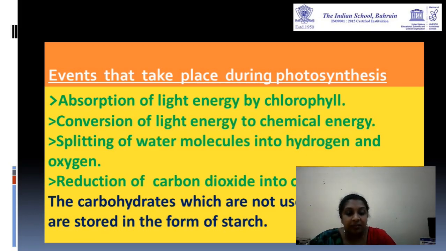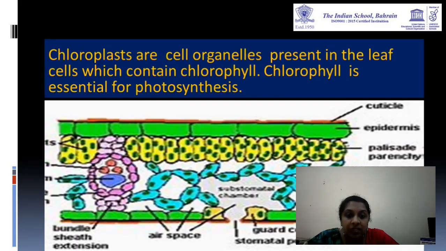The next term is chloroplast. What are chloroplasts? Chloroplasts are cell organelles present in the cells of the leaf that contain chlorophyll. They are called the green plastids. Chlorophyll is essential for photosynthesis. In this slide, you can see the cross section of a leaf. The green dots represent the chloroplasts. The opening, called the stomatal pore, has guard cells on either side of it.